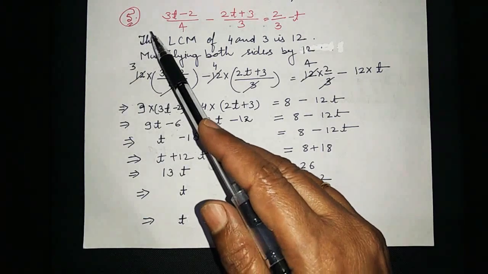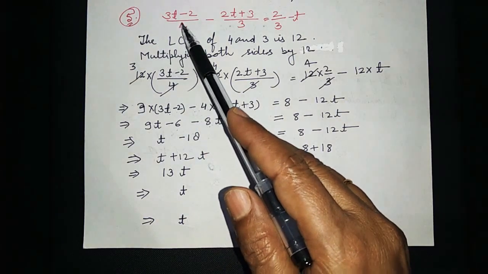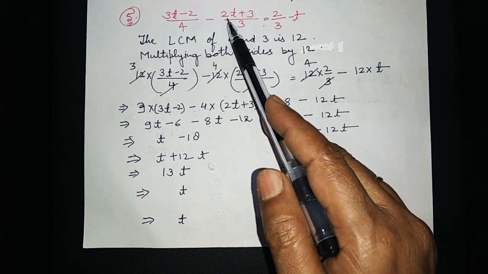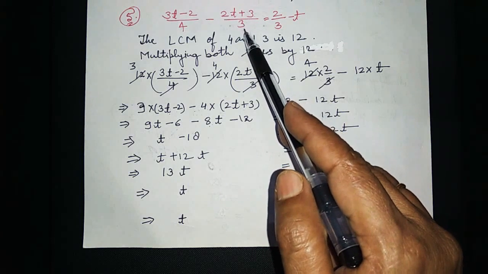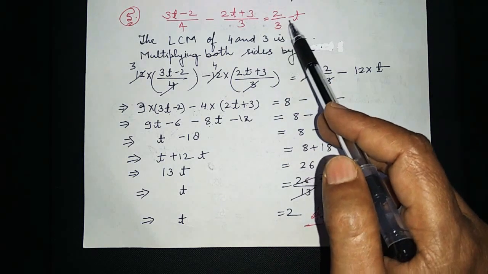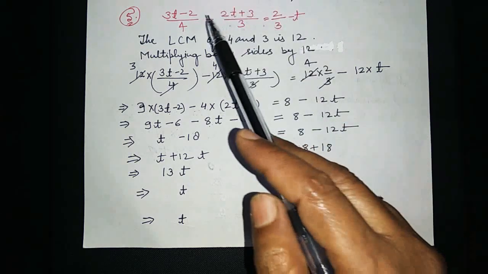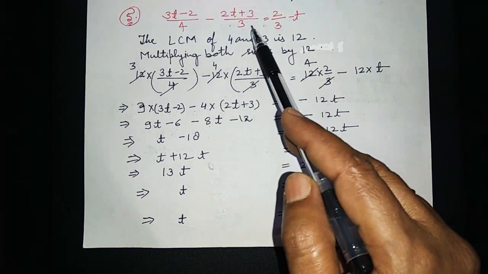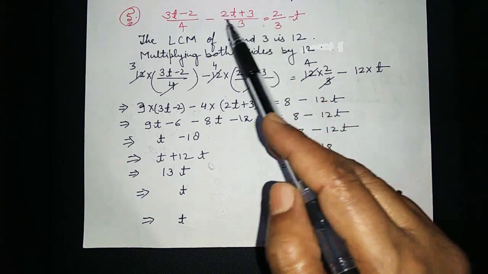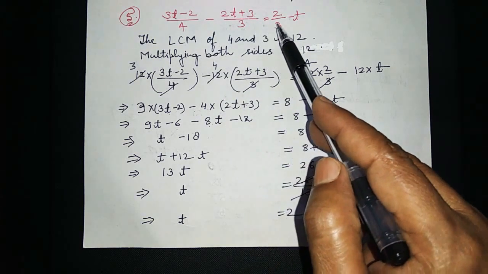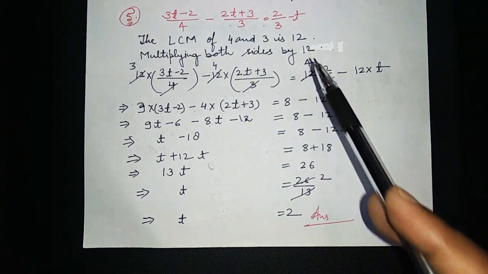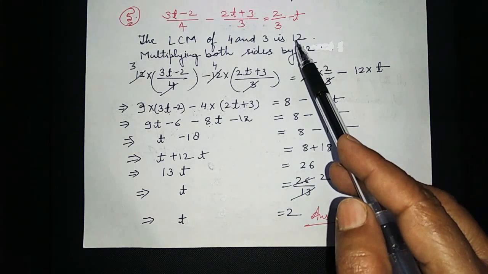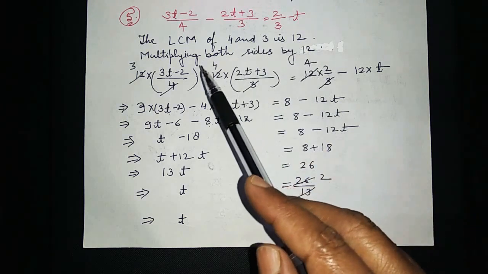See the question number 5. Here equation is 3t minus 2 whole divided by 4 minus 2t plus 3 whole divided by 3 is equals to 2 upon 3 minus t. To solve this equation, just like question number 2, we will take LCM of denominators. After finding LCM of denominators, we will get 12. So this 12 we will multiply on both the sides of equation with the each term.